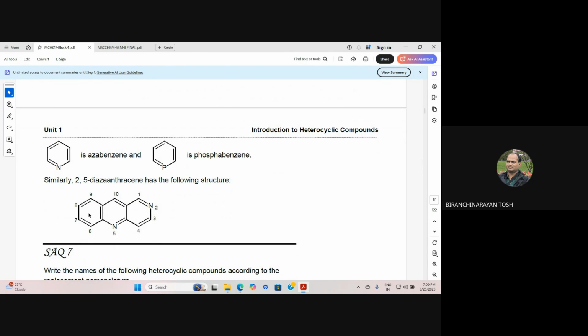Similarly, this is anthracene. If we replace, then at 2 position nitrogen is there and 5 position nitrogen. When using a fused system you give the numbers as 1, 2, 3, 4, then 5, 6, 7, 8, 9, 10. But here, as heteroatoms are there, the middle ring we have to number first in cyclic order. So it is 1, 2, 3, 4, 5, 6, 7, 8, 9, 10. At 5 and 2 position you have 2 nitrogens, so 2,5-diazaanthracene.